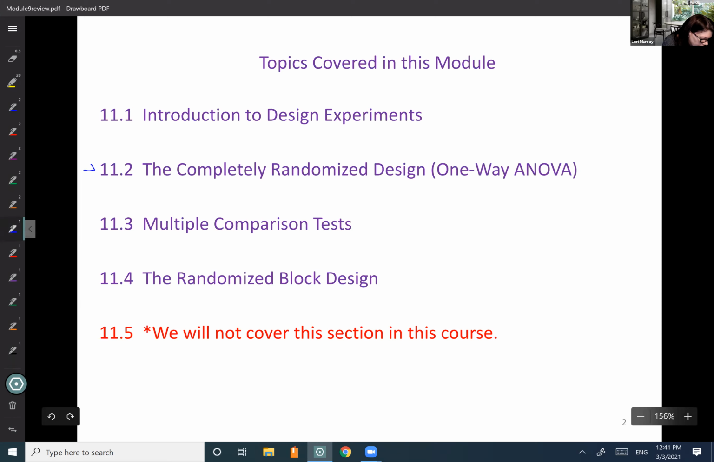Today we're going to focus on section 11.2, the one-way ANOVA for the completely randomized design. And if you understand it well, then the randomized block design in section 11.4 should fall into place quite well. So we're going to focus on the one-way ANOVA today and also the multiple comparisons test.